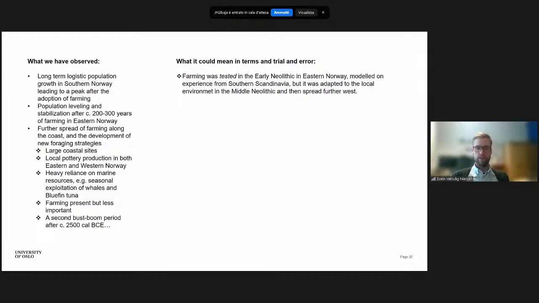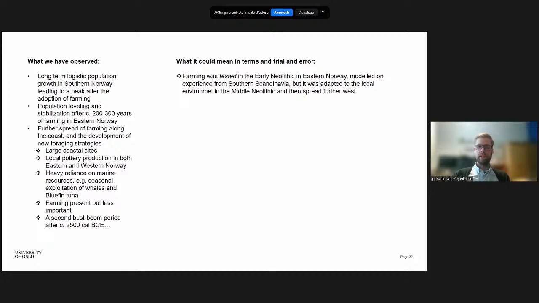But that is a huge chapter in this story that I will not comment on right now. So what this could mean is that farming was tested in the early Neolithic in eastern Norway for some time, and that this type of farming was modeled on experience from southern Scandinavia, but that it was actually adapted to the local environment in the middle Neolithic and then spread further west.